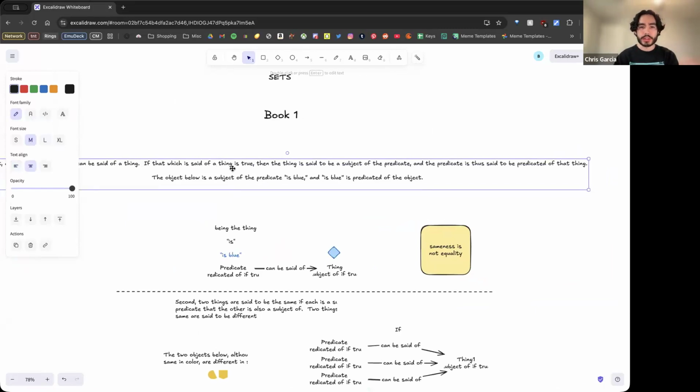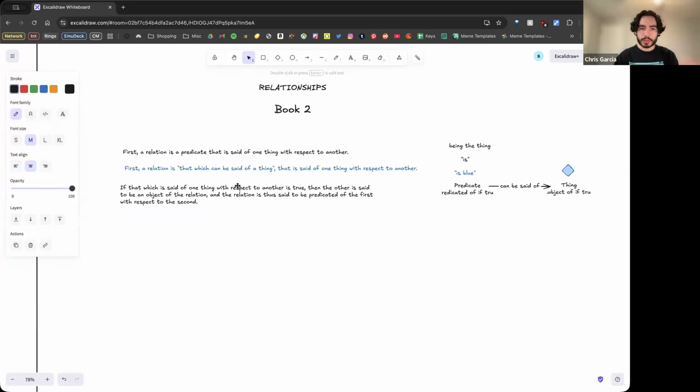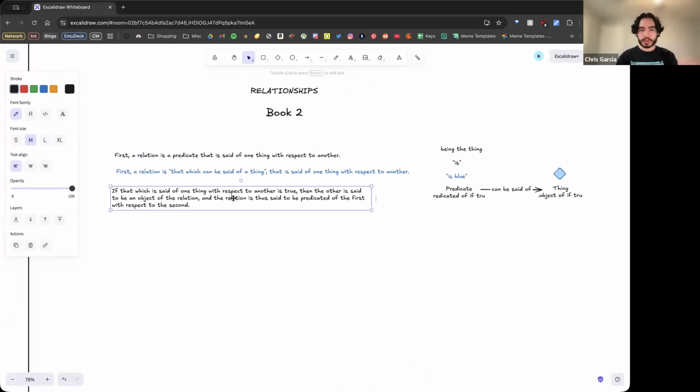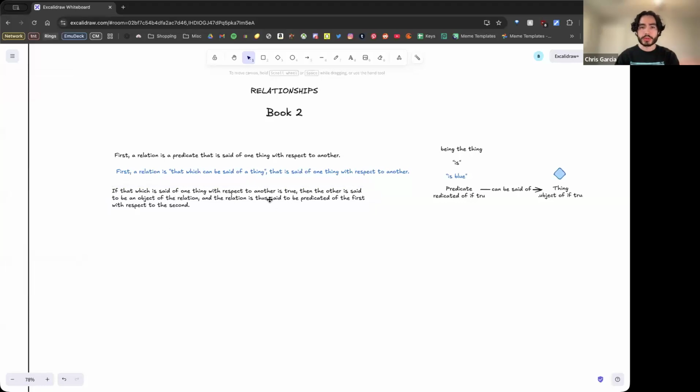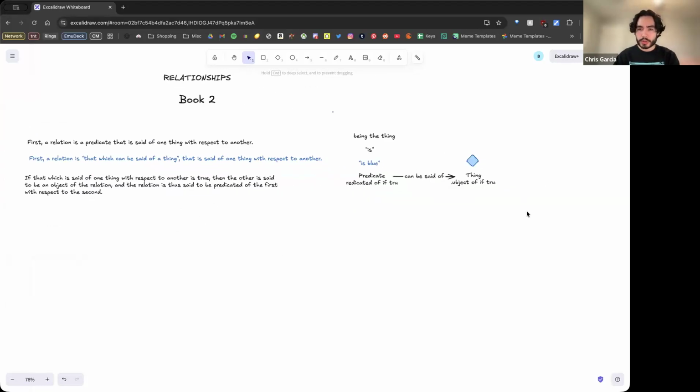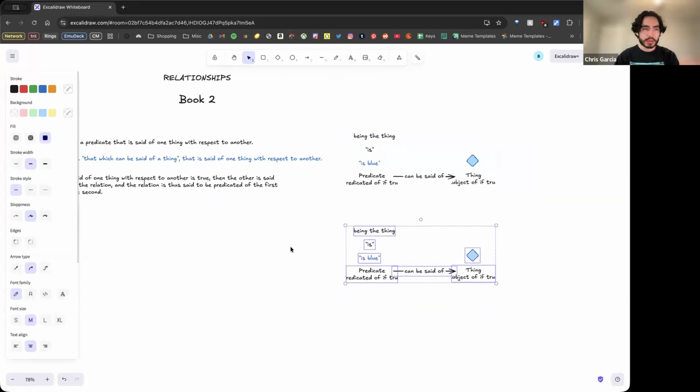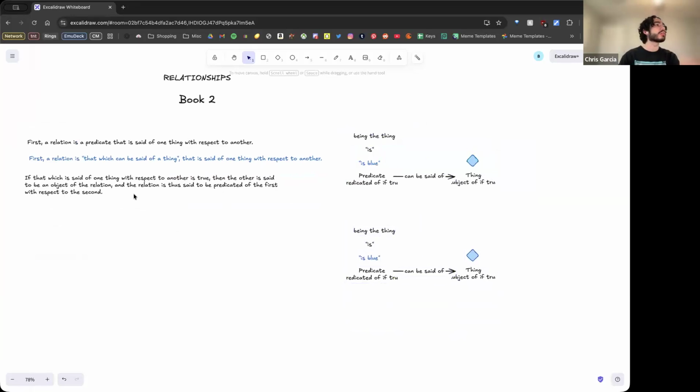If that which is said of a thing is true, then the thing is said to be a subject of the predicate, and the predicate is thus said to be predicated of that thing. And so similarly over here, if that which is said of one thing with respect to another is true, then the other is said to be an object of the relation, and the relation is thus said to be predicated of the first with respect to the second. So it's a very similar construct.